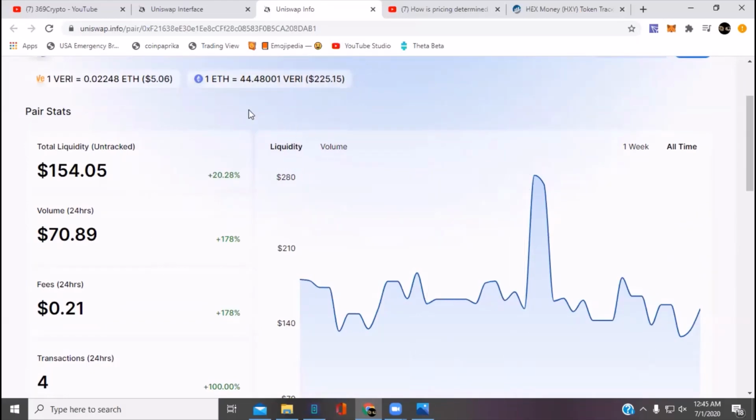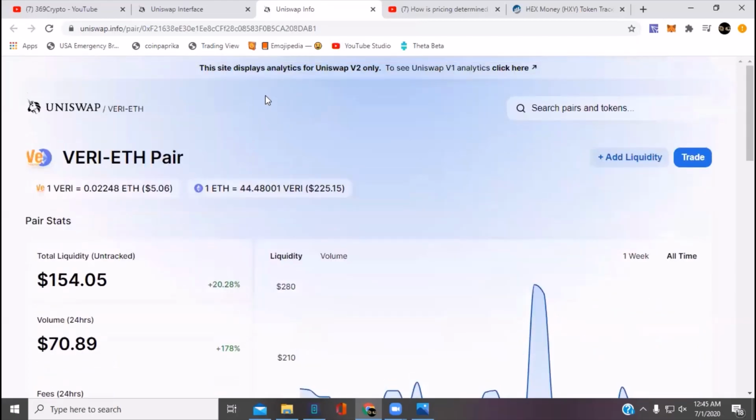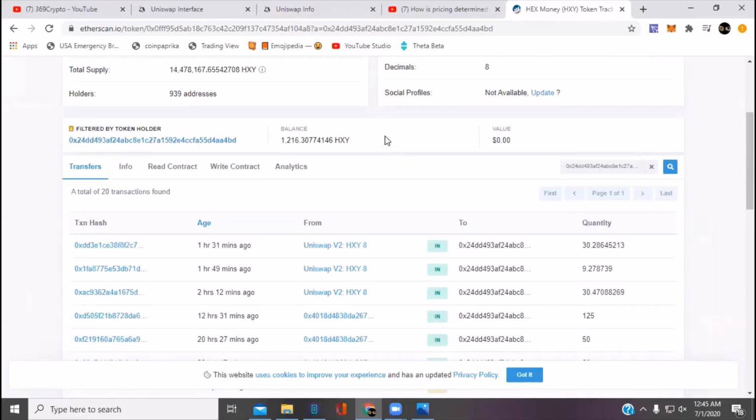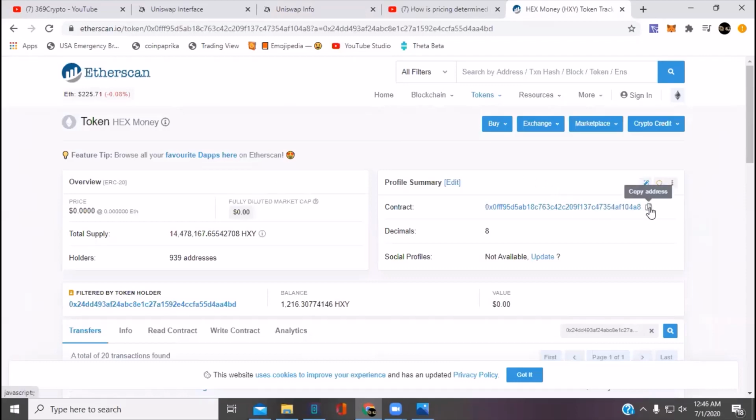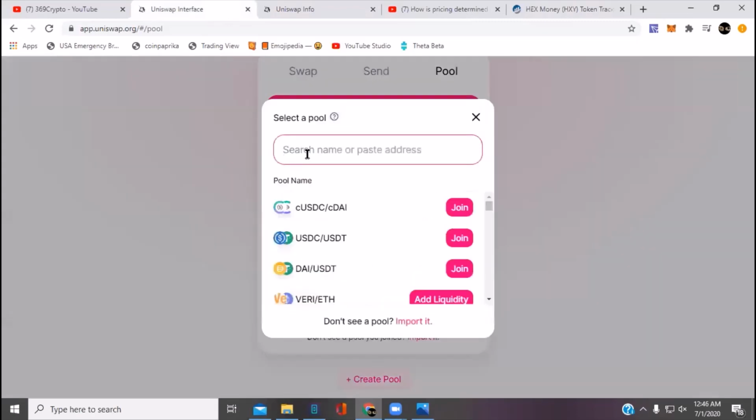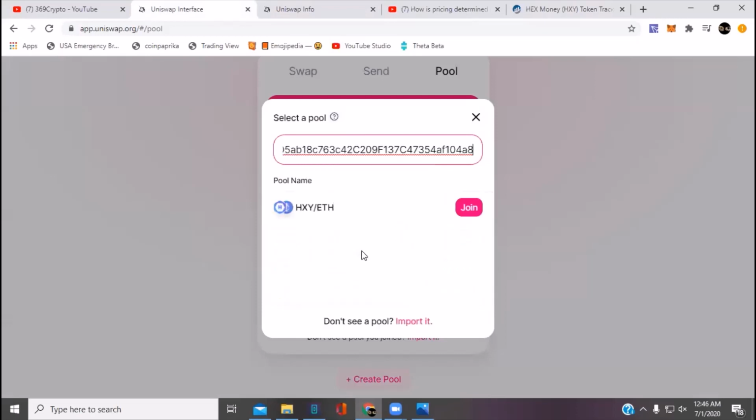But I'm just going to actually go and do one right now. We're going to try the Hex Money token, and we'll just copy this address. This is the new address for the Hex Money HXY V2 contract, which is launched and running right now. So I just copied the address there. I want to go to join another pool. I'm going to paste this address here.